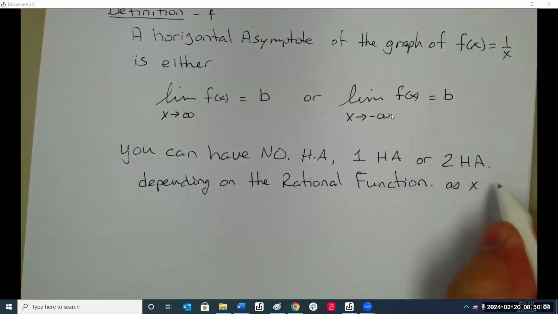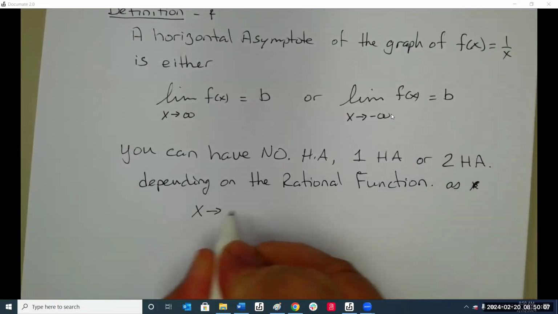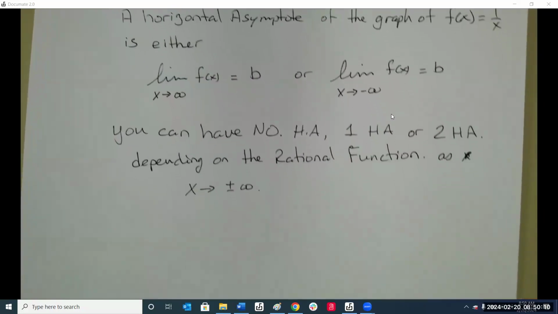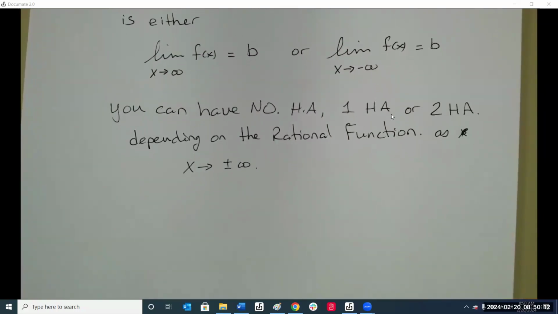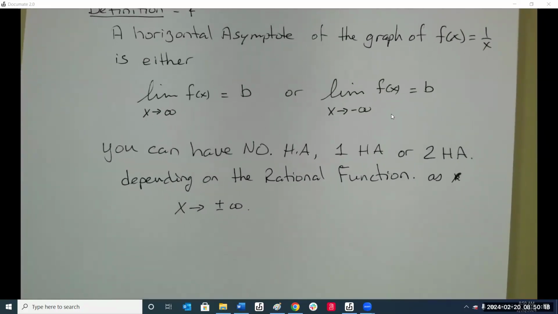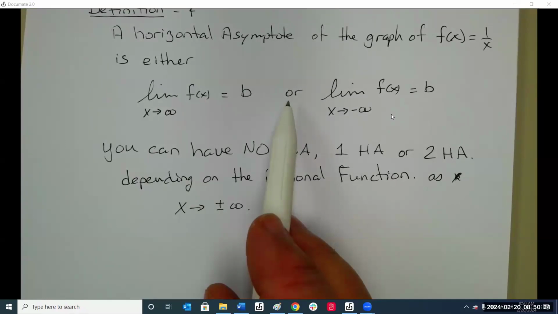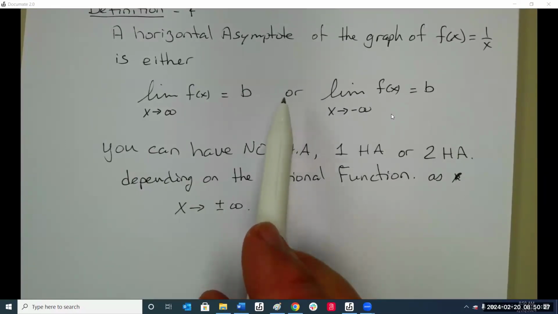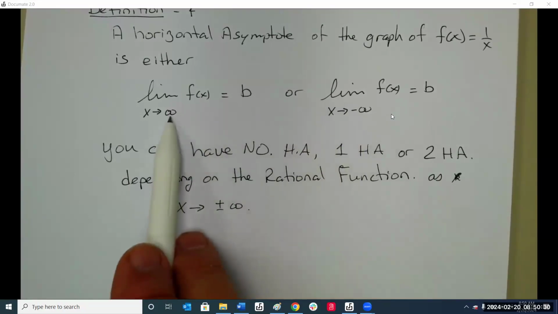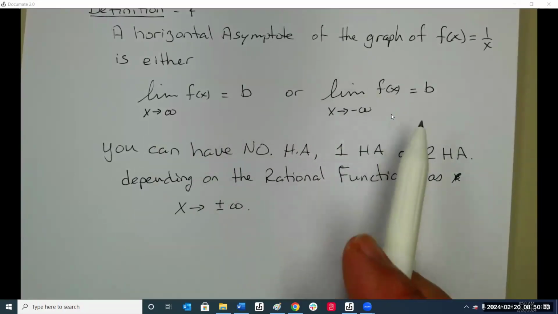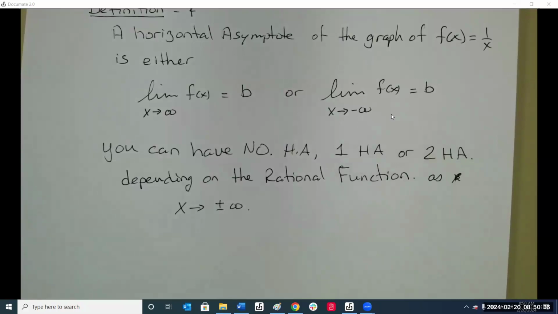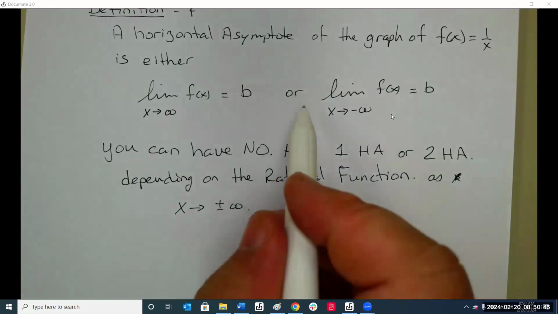As x goes to positive, negative infinity. Okay, now, why is it or? Because it all depends on which you're taking it, whether you're taking it x goes to positive infinity or x goes to negative infinity. You can't have an and, you can't take them both at the same time. So you take the positive infinity or you take the negative infinity. That's the reason it says or there.